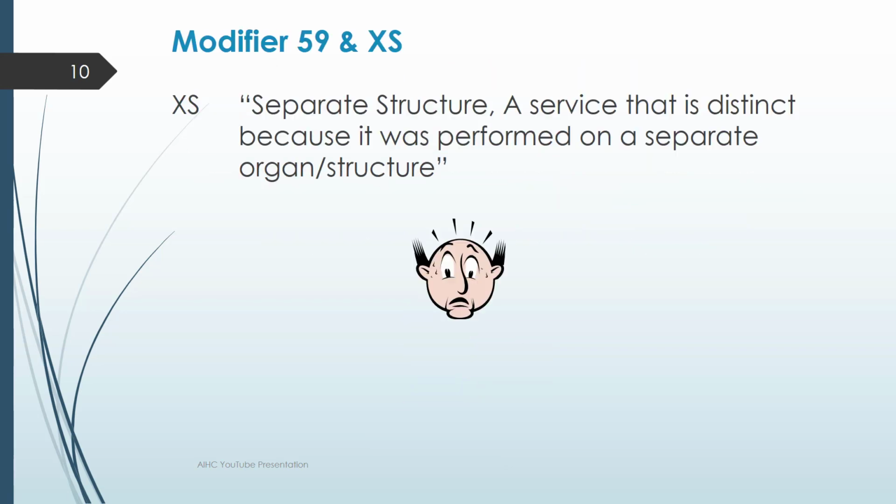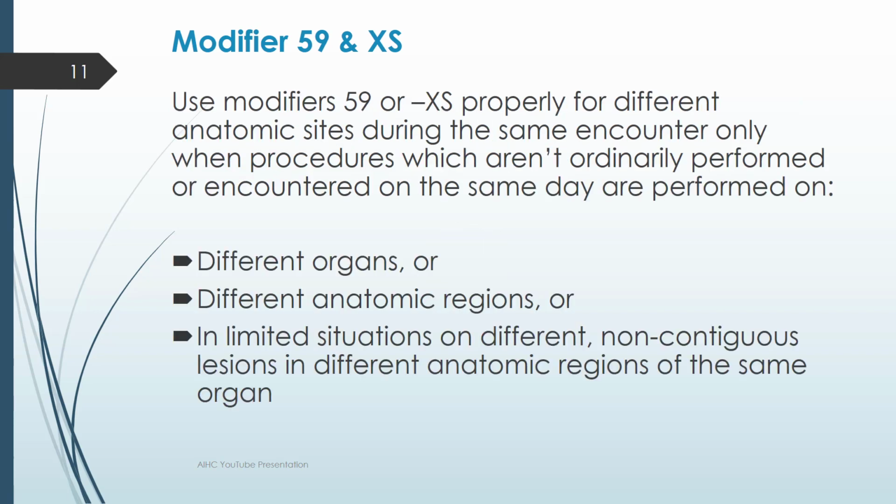these modifiers. Now, the XS modifier is for a separate structure when the service is distinct because it was performed on a separate organ or body structure. But isn't that what Modifier 59 is for? Use the most descriptive modifier and follow payer guidelines. When the operative note indicates the same procedures performed during the session but on a different organ or region, then use Modifier 59 or XS. The next slide gives further demonstration on this confusing topic.